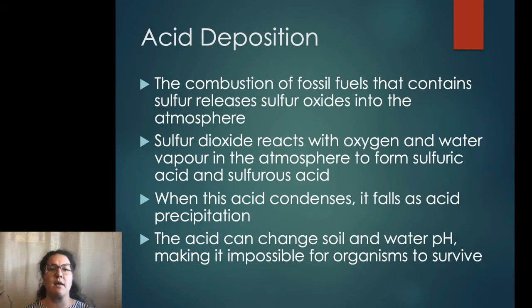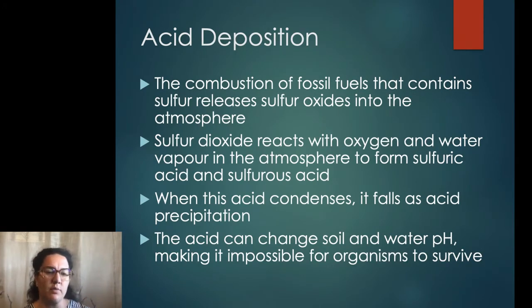So looking back at acid deposition or acid rain, this is caused by the combustion of fossil fuels that contain sulfur. Natural gases and petroleums that contain a little bit of sulfur release it into the atmosphere. When we talk about clean natural gas, this is natural gas that's had the sulfur removed from it. Sulfur dioxide in the atmosphere reacts with oxygen and water vapor to form sulfuric acid and sulfurous acid. When it condenses, it falls as acid precipitation.